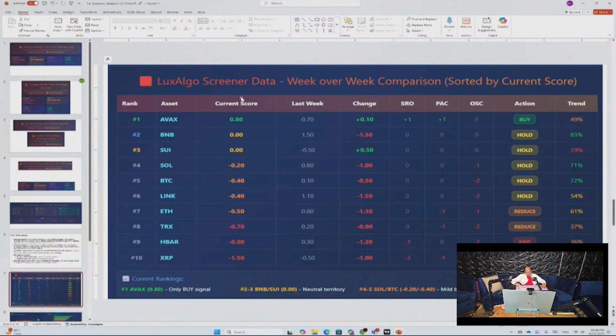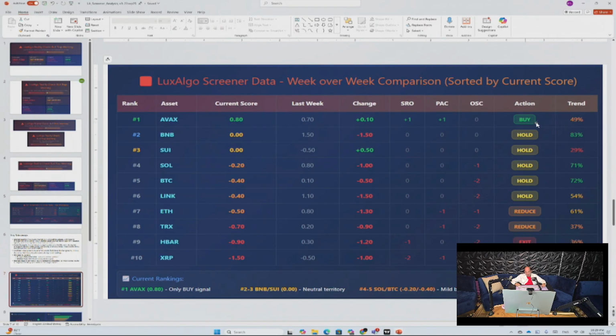So here you can see the overall summary: a week-over-week comparison analysis sorted by current score. Here you see the current score, here the score from last week, and here the change in score. So again, this basically confirms what we discussed.